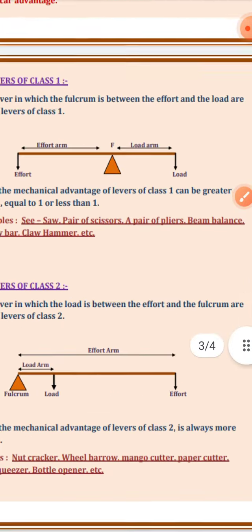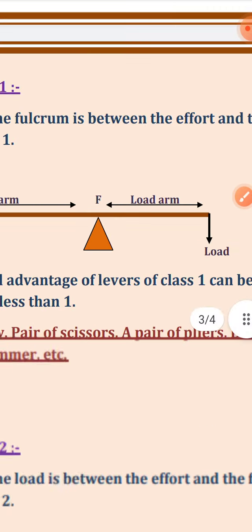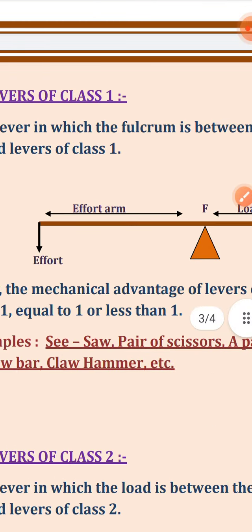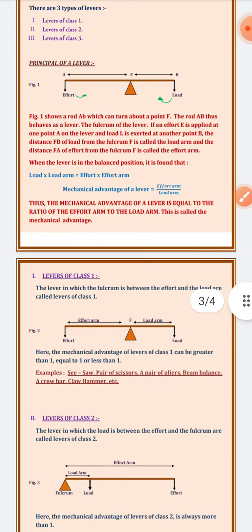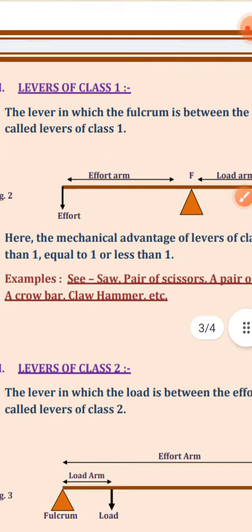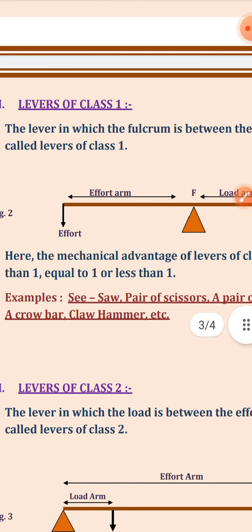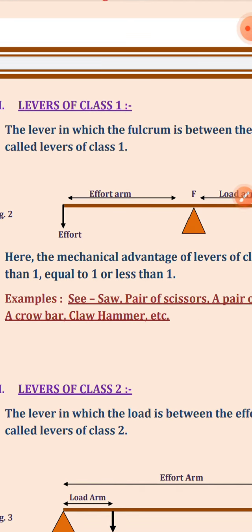So over here you can find out that, now let me just explain quickly about the levers of class 1. Over here the fulcrum will be between the load and the effort. So the most prominent and easiest example of this will be a seesaw. I have already written some more examples over here, we will come to them later. At first we have to know about the mechanical advantage.